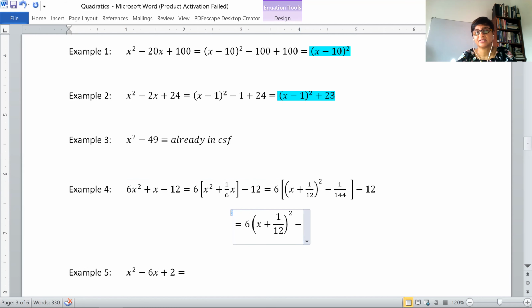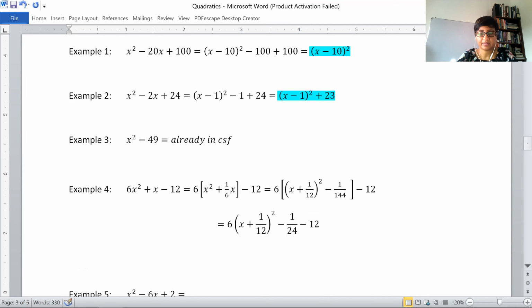minus, that will simplify to what? 1 over 24, minus 12, and then when you combine the two numbers, you have to do it on your own. Don't copy what I write.